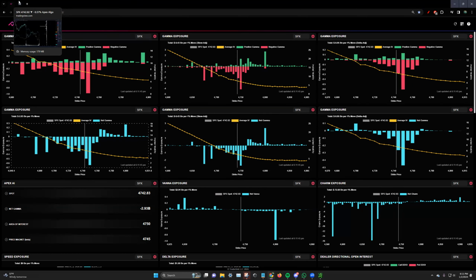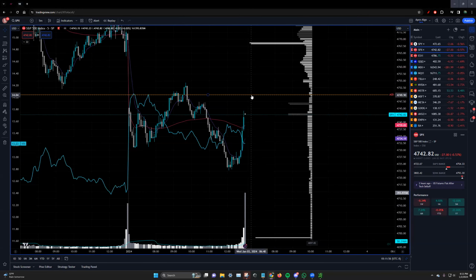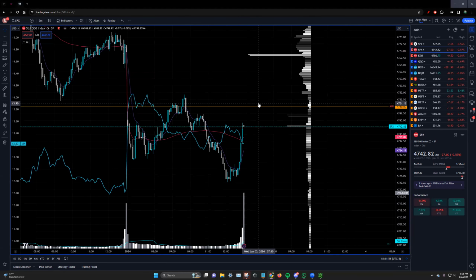So the next thing that I want to talk about is how to utilize it as support and resistance in a more specific way. So once again, you can use the AOI right here like this. The super basic concept is, okay, if you approach a gamma exposure level, there tends to be resistance or support.